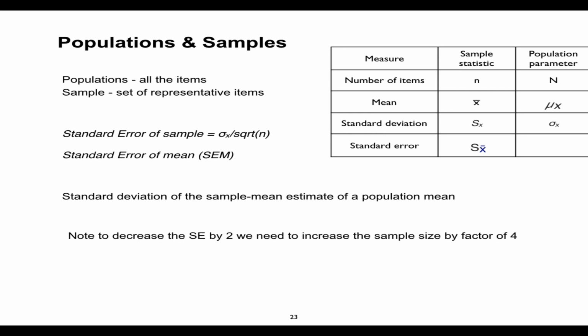But the problem is the square root, right? And so if we want to reduce our error by a factor of 2, we need to increase our sample size by a factor of 4.